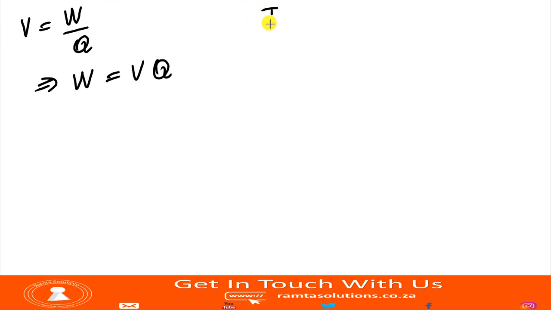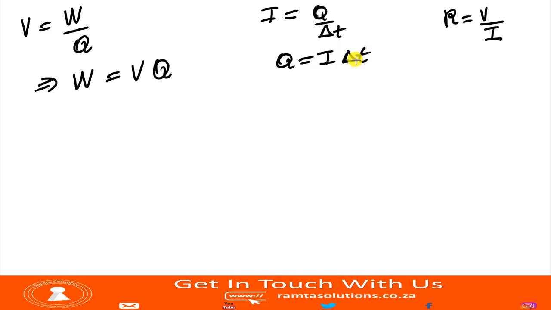So we said I is equal to Q over delta T. And I'm also noting we said R is equal to V over I. So here we can say Q is equal to I delta T. Now I want you to follow me here. When we want the work done or the energy transferred, we can say it's V times Q. But we did say that Q is equal to I delta T.